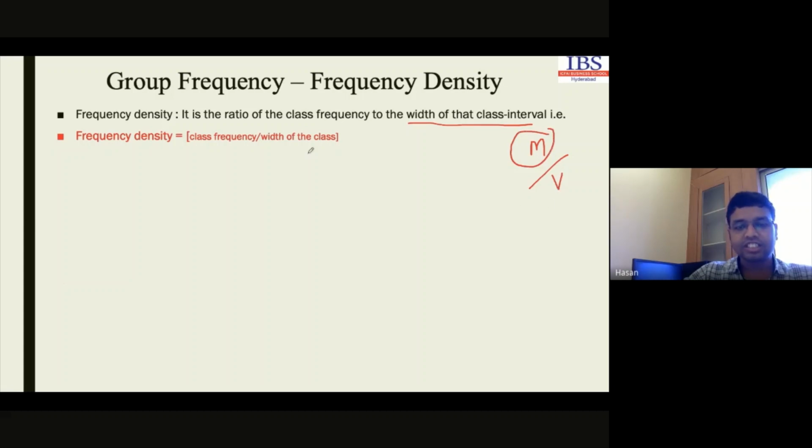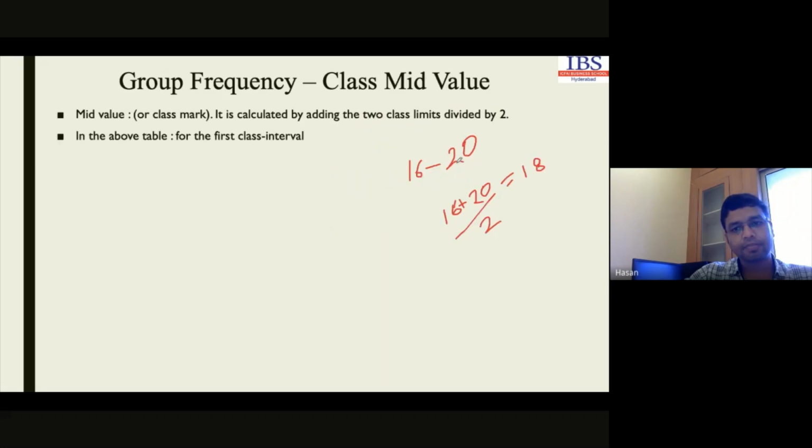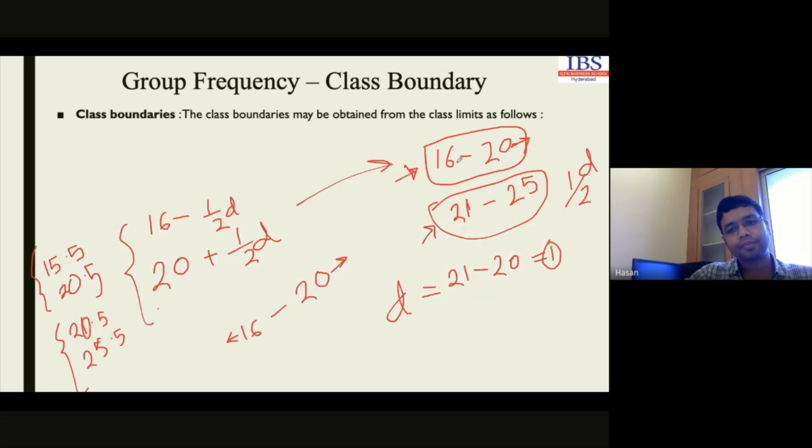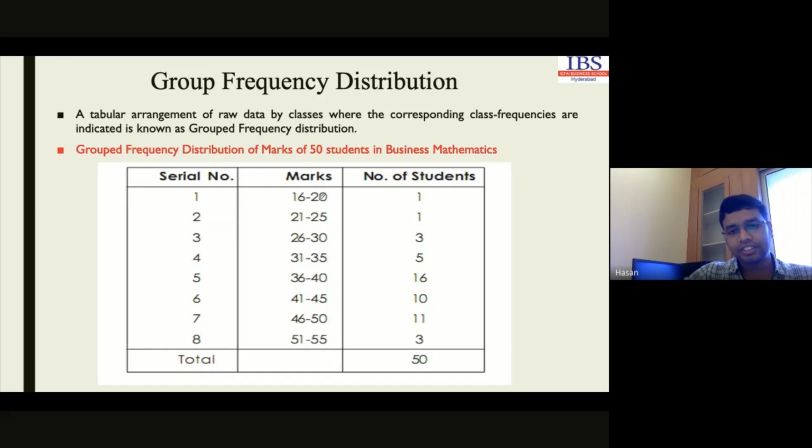In this case, our frequency will be the mass, class frequency, and volume will be the width of the class. Okay. So for the very first one, 16 to 20 class, we have the class width of 5. We have already computed, right? Class width of 5. Yes, sir, we did. Frequency for this particular category is 1. You observed here. So in this case, class frequency is 1 and class width is 5. So the class density will be 1 by 5.